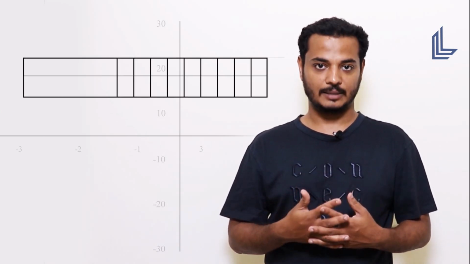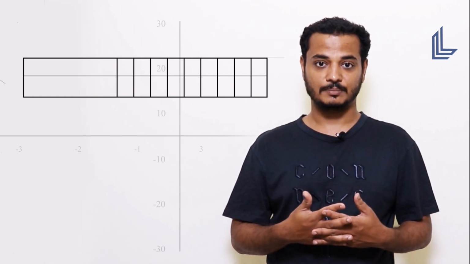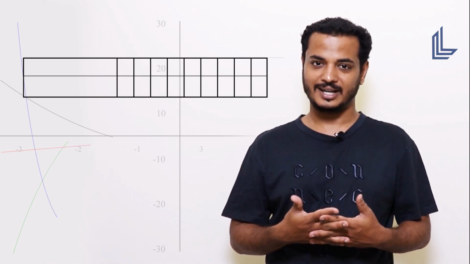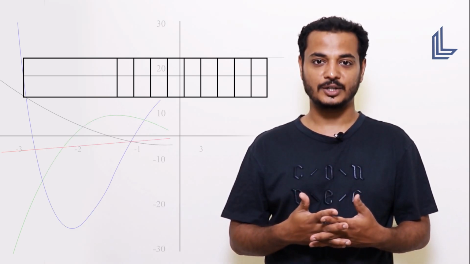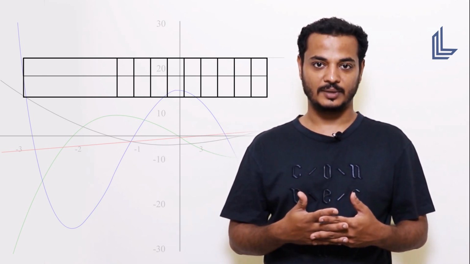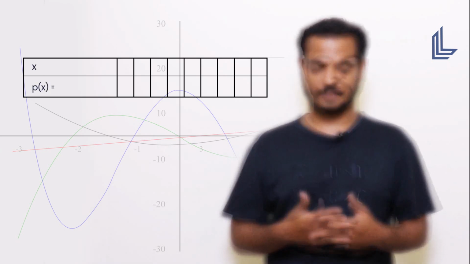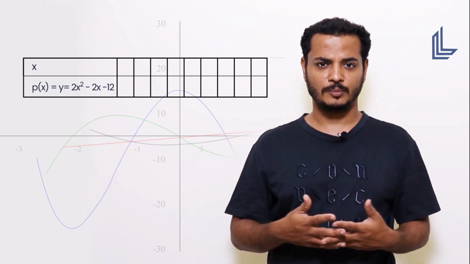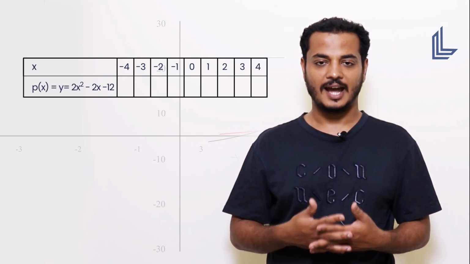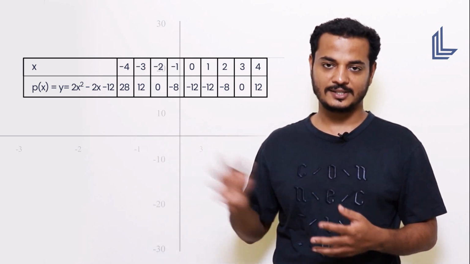So let's draw our table and take few values. Now remember, in the previous section, we only took 2 or 3 values. For a line, that's okay because all you need to draw a line is just 2 points. But for a quadratic polynomial, you need more values to see how the graph is shaping up. So to plot this quadratic polynomial, let's take integer values of x from minus 4 to 4, and then find the corresponding values of p of x. And here are your results.